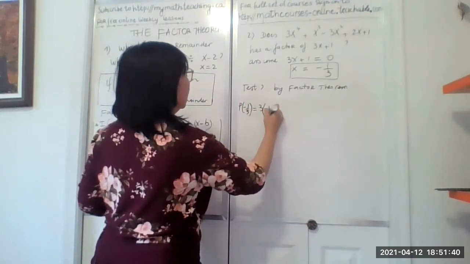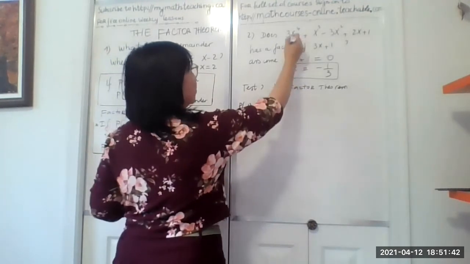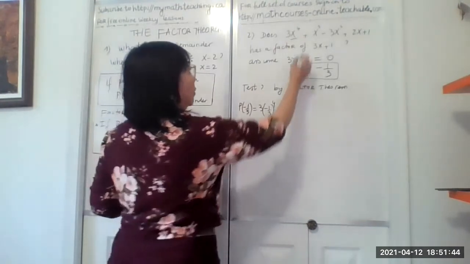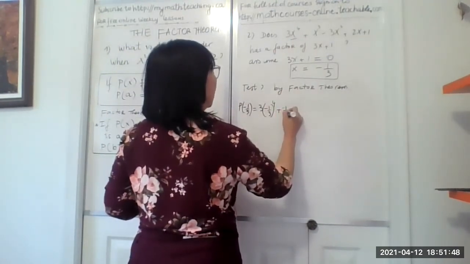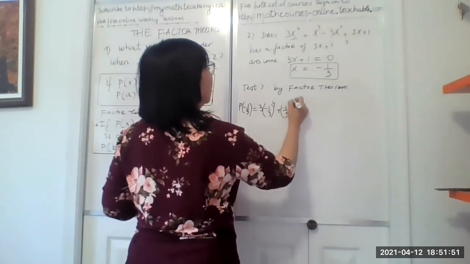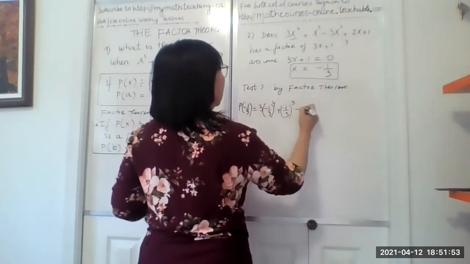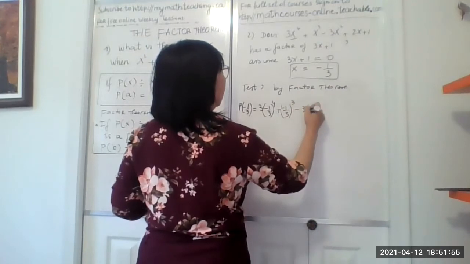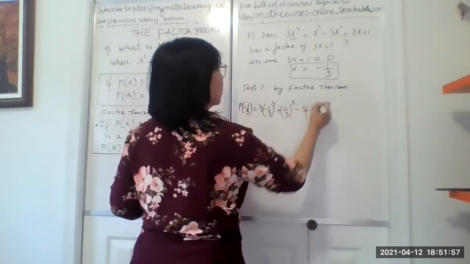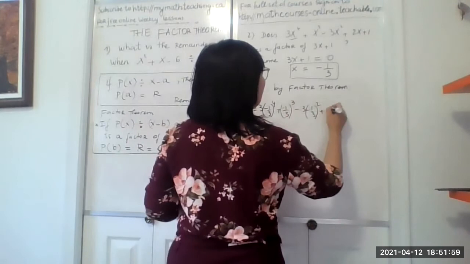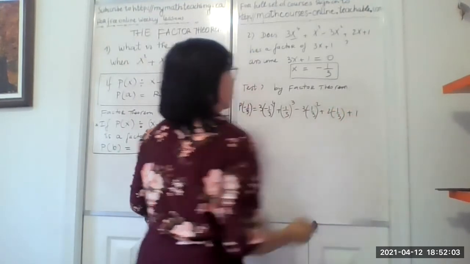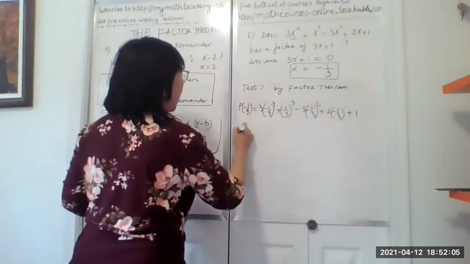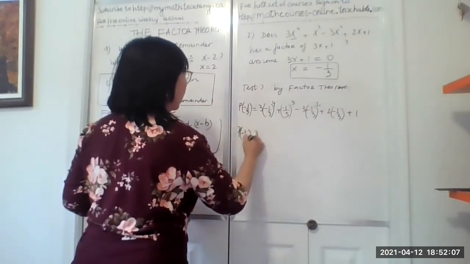So we have P of minus 1 third will be equal to what? 3 times minus 1 third to the power 4, right? Substitute x by minus 1 third, following the expression, adding minus one third to the power of 3, minus 3 times minus one third squared, adding 2 times minus one third, and add 1. So let's figure it out. P of minus one third will be equal.